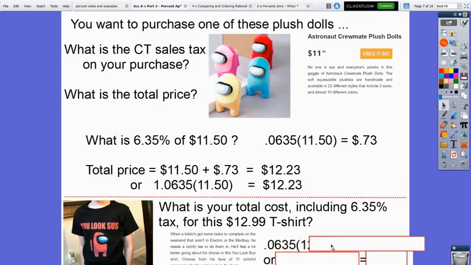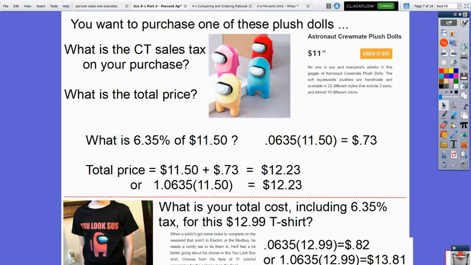If you do it in 2 steps, 0.0635 times $12.99 is 82 cents to add to $12.99. Or you can do it all in 1 step by multiplying by 1.0635 times $12.99. And that gives you your answer of $13.81 directly. Okay. So including tax, $13.81. All right. So that's sales tax.